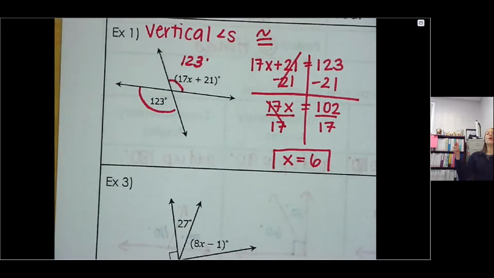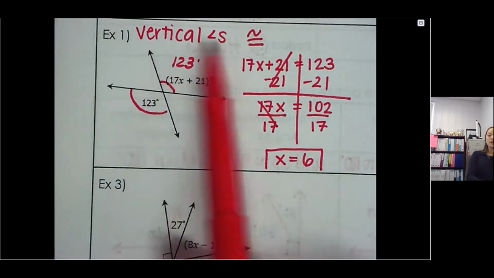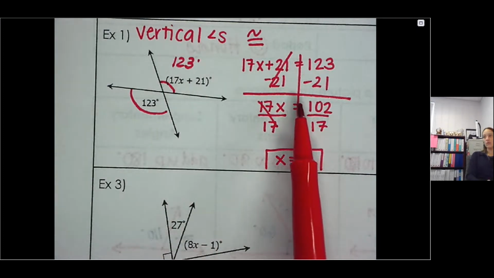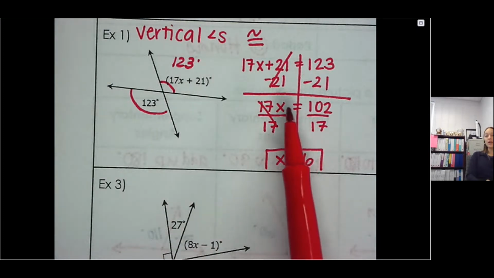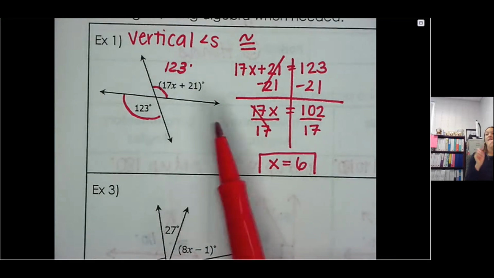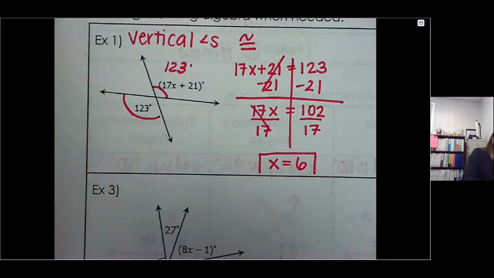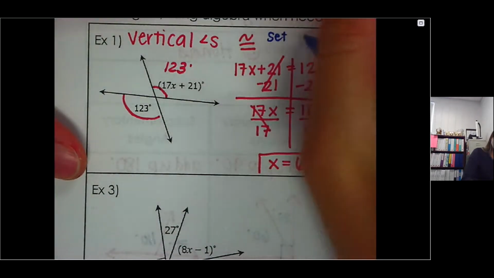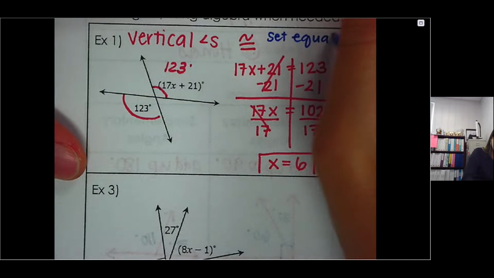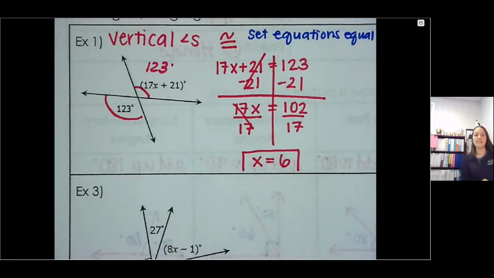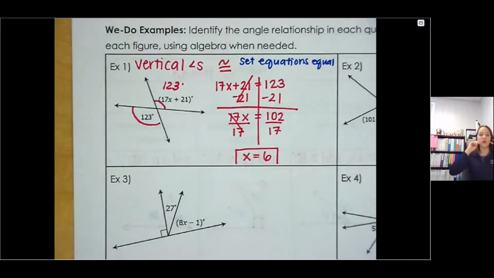All right, so when we see vertical angles, we always set our equations equal. I don't know if you want to write that somewhere, but vertical angles mean set your equations equal. Okay, set equations equal. Just give myself a little hint there. Next time I see vertical angles, I know what to do with them.